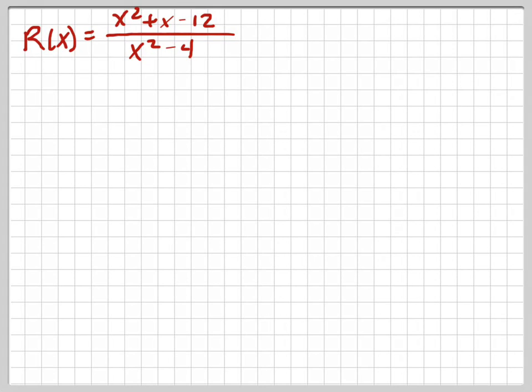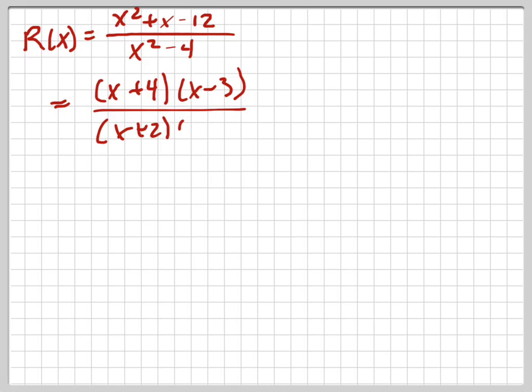So here's a problem where they want us to graph this and label all asymptotes, and specifically to check if this graph crosses a horizontal asymptote, which can happen. So let's graph this. First of all, let's factor this and find out what we get. We're going to get (x + 4)(x - 3) all over (x + 2)(x - 2). And that'll help us find our vertical asymptotes, which are going to be x = -2 and x = 2.